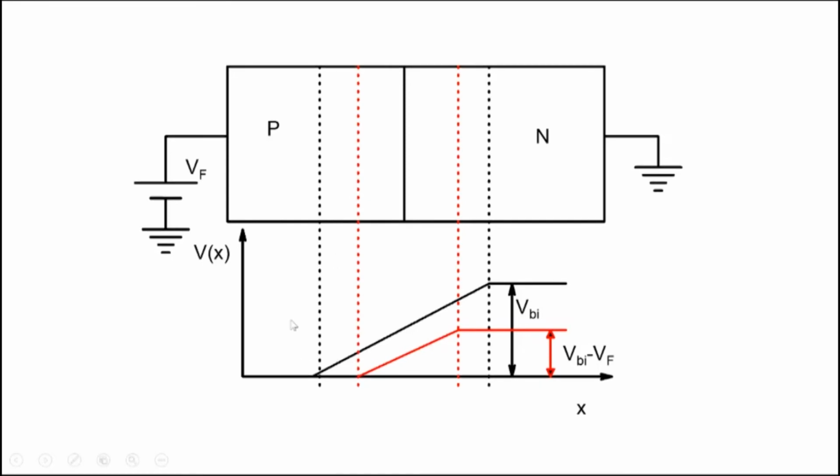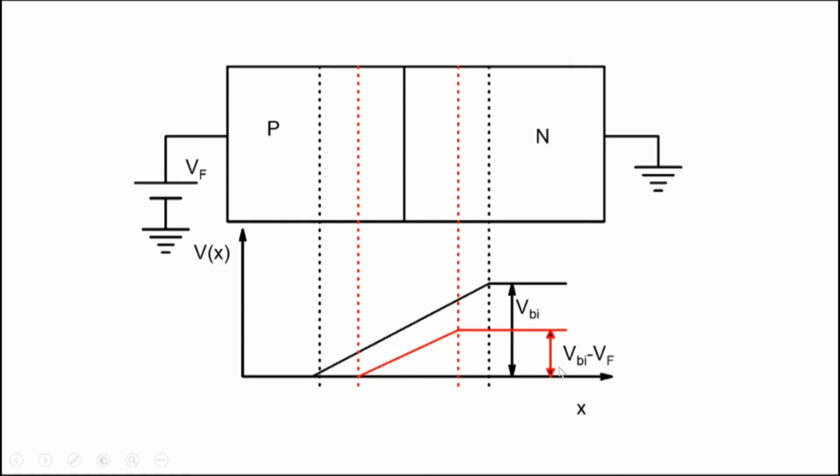The earlier black dotted lines. So earlier the voltage was VBI. Now when you apply a forward bias, the electric field is reduced. The depletion width is now only in this narrow region; the red dotted lines show the depletion width. And the barrier now is no longer VBI, but becomes VBI minus VF. Whatever voltage you apply is dropped across the depletion region here. So it becomes VBI minus VF.